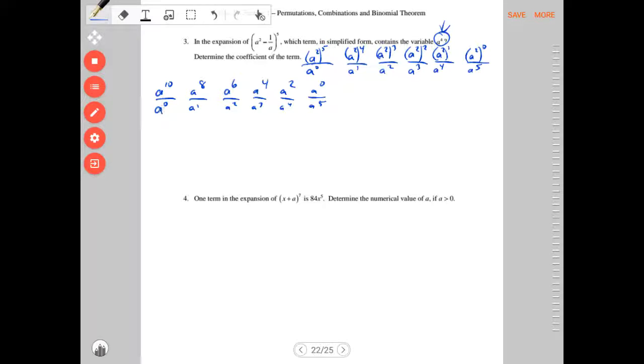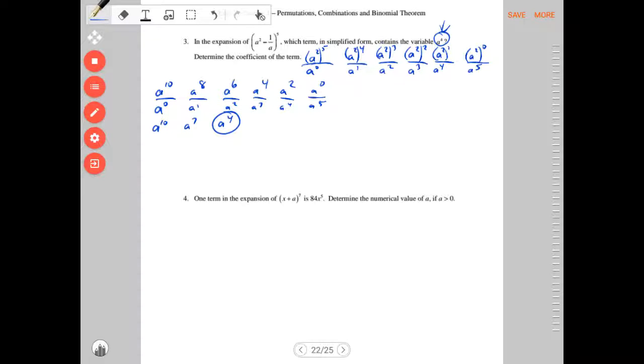So look, we have a's on the top and a's on the bottom, and they're going to cancel. Remember, when we have exponents like this, the exponents subtract. So 10 minus 0 is 10. So the first one is a to the 10th. The second one, a to the 8th minus 1, so that's going to be a to the 7th. 6, 2, oh look, that's a to the 4th. Bing, bing, bing, bing. Hey, that's the guy we want.